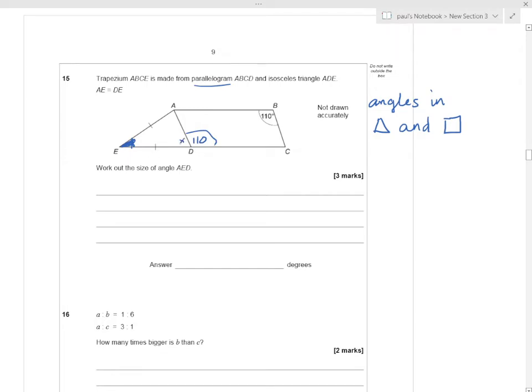Now these two angles together, because they're on a straight line, make 180. So this is 180 minus 110, which is 70. So it means this angle in here is 70 degrees. Isosceles triangle means this one's also 70 degrees, and all three angles in a triangle add up to 180. So we get 180 minus these two, which is 140, which equals 40 degrees.